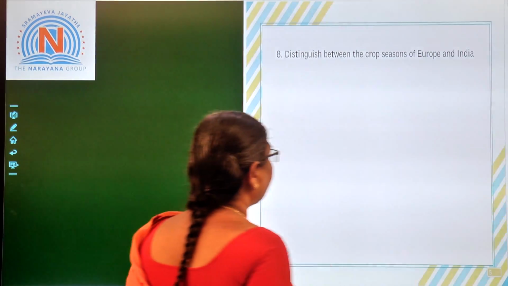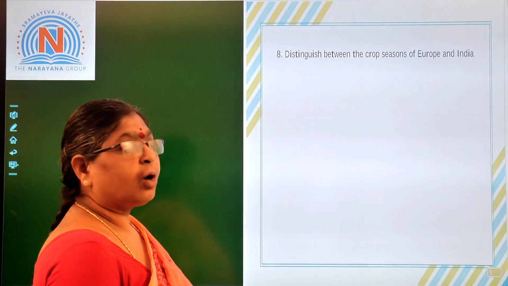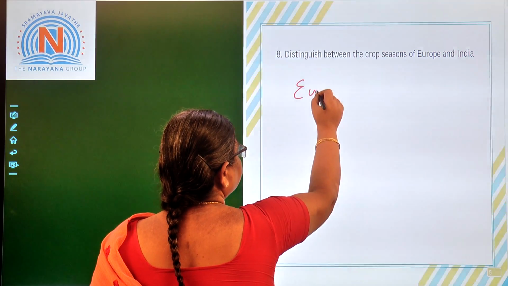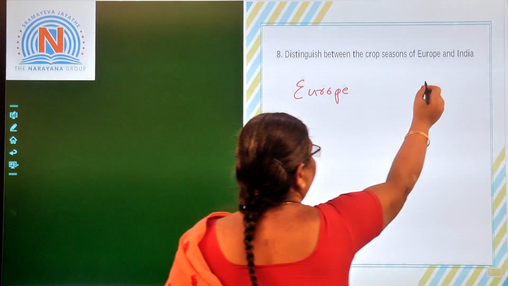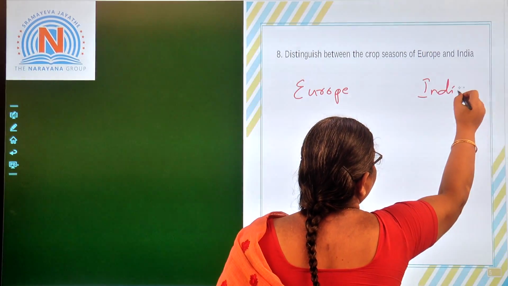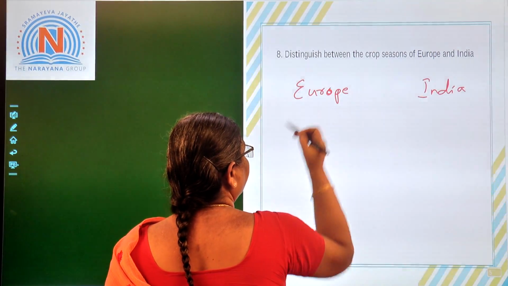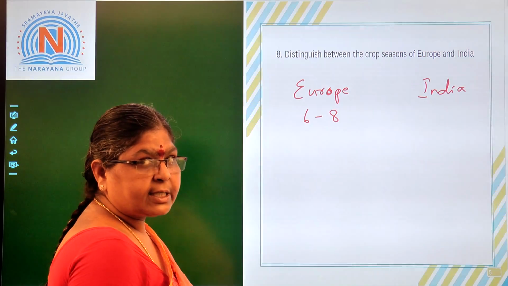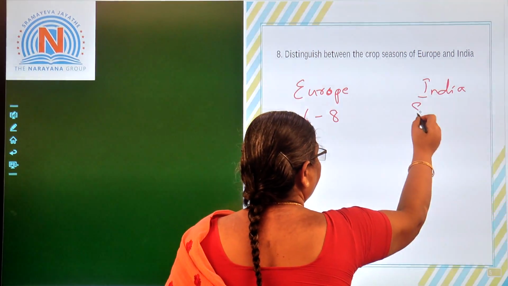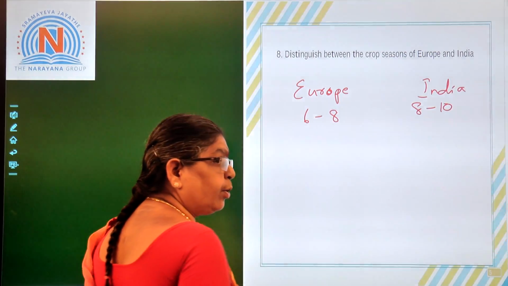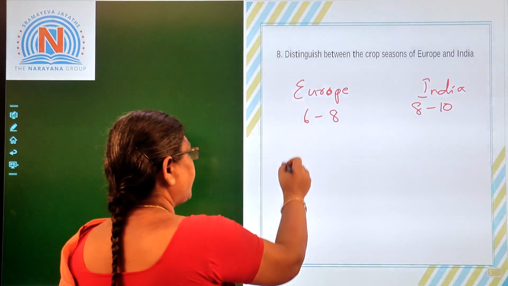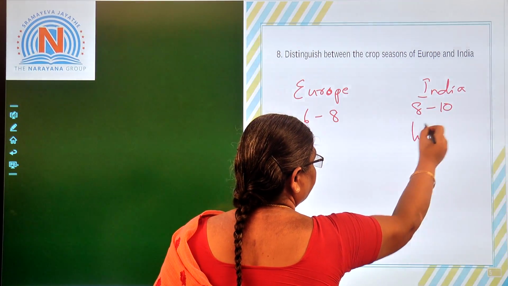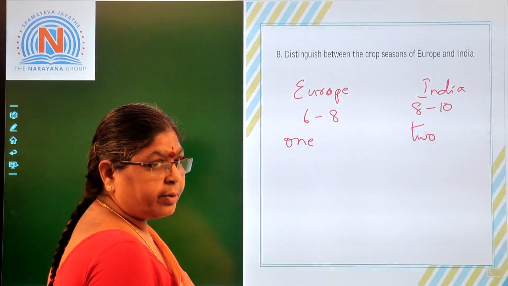Right, children? And now look on to the next one, that is distinguish between the crop seasons of Europe and India. Let us see the differences between Europe and India regarding the crop seasons. In Europe, we have only 6 to 8 months the cropping season. But whereas in India it is 8 to 10 months. And Europe usually has only one cropping season. India has 2 crop seasons like Rabi and Kharif.